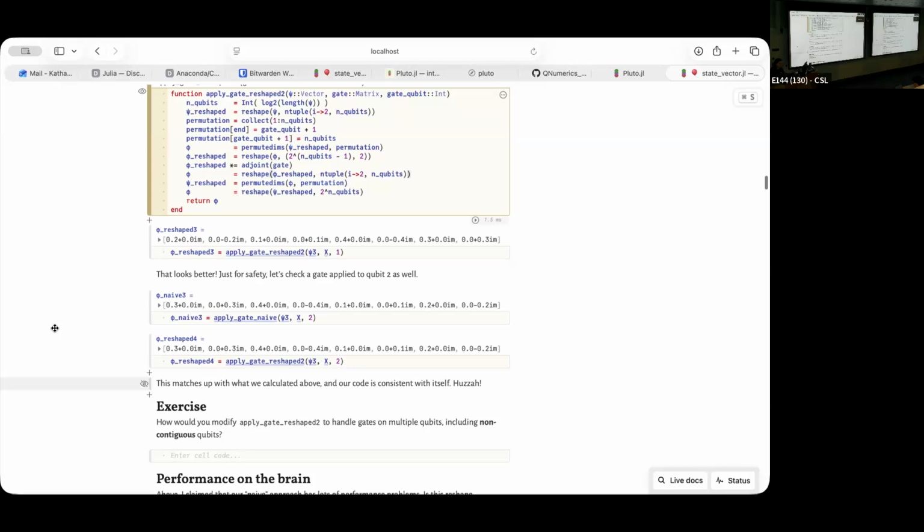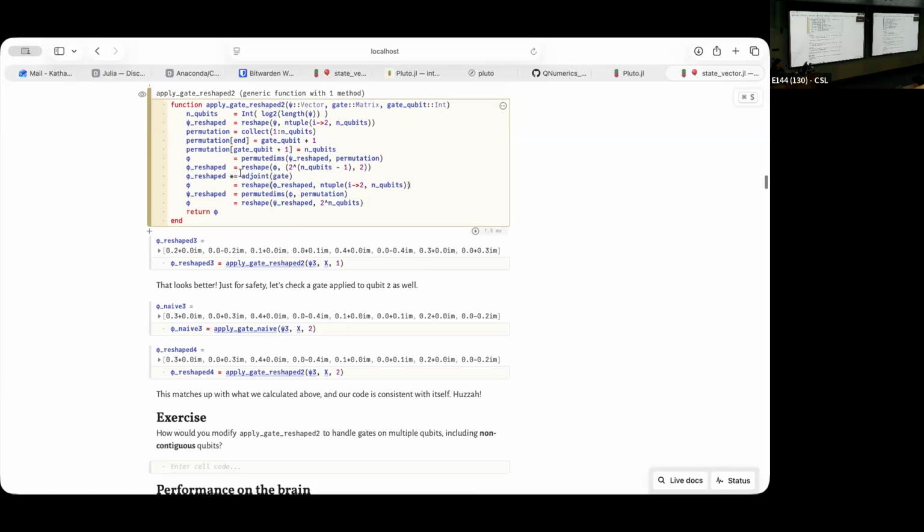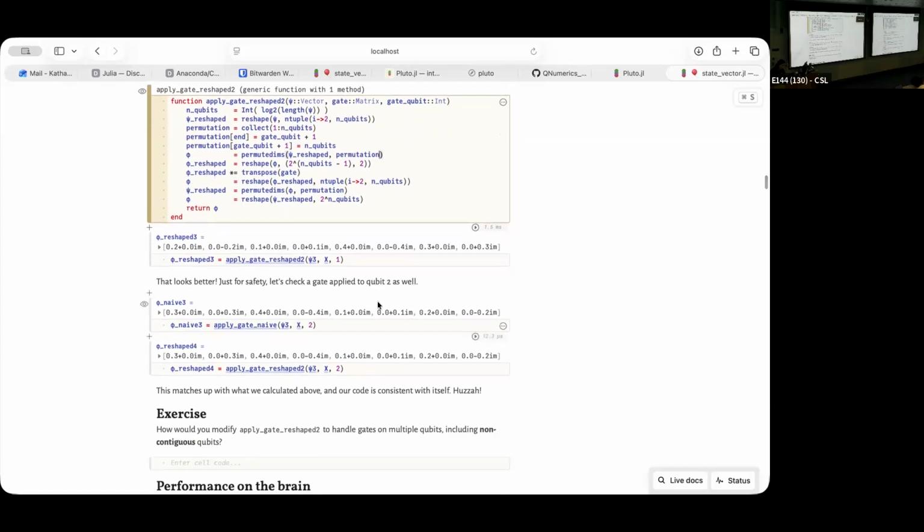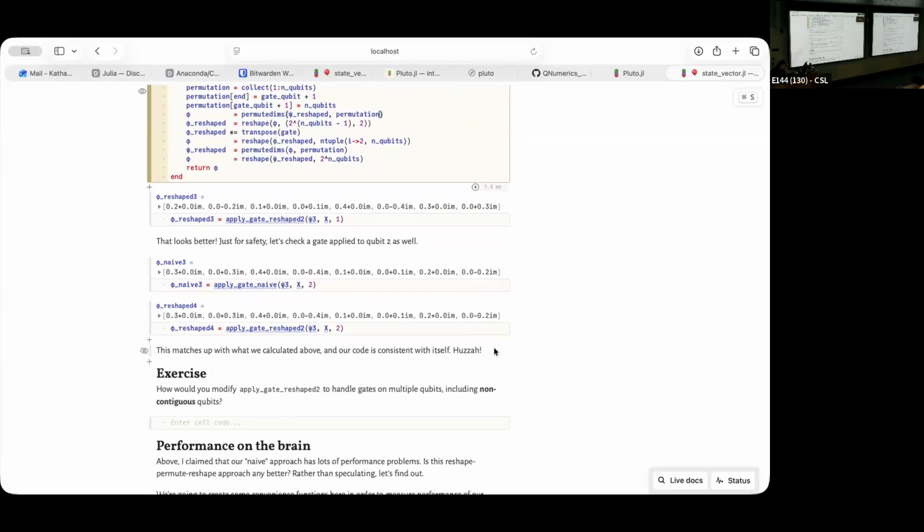Sorry, yeah, sorry again. It needs to be transposed. It's only the indices of the gate that get changed, because of this. Sorry about that. It's on me.